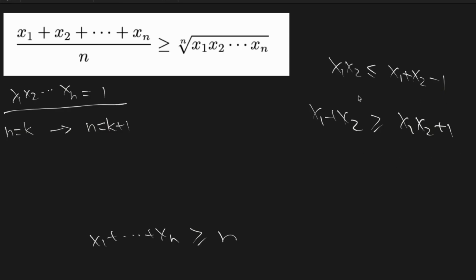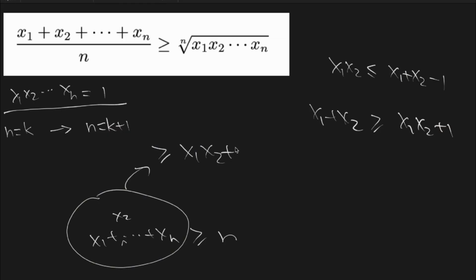So now we can actually use this fact because you see, we have an x1 plus x2 over here. And so this thing should be greater than or equal to x1 x2 plus 1 plus dot dot dot plus x3 plus x1 plus x3 plus dot dot dot plus all the way to xn.